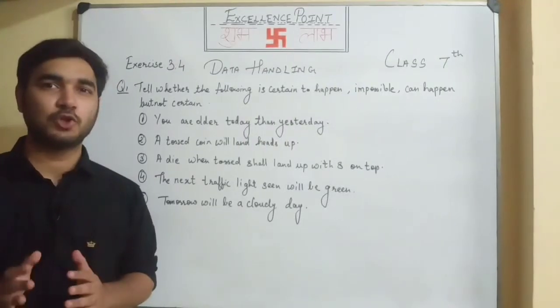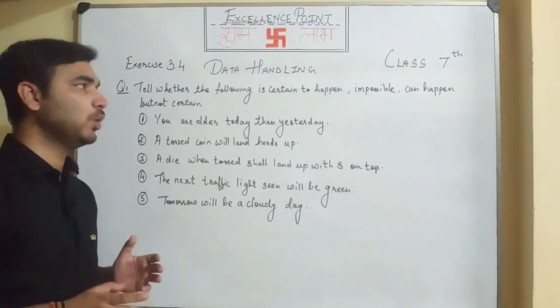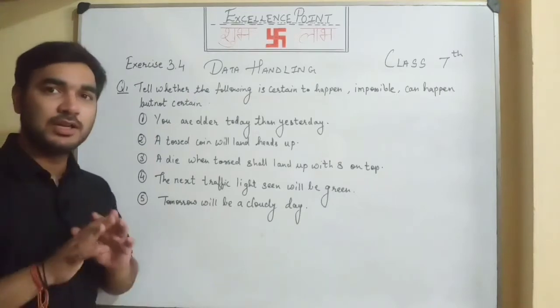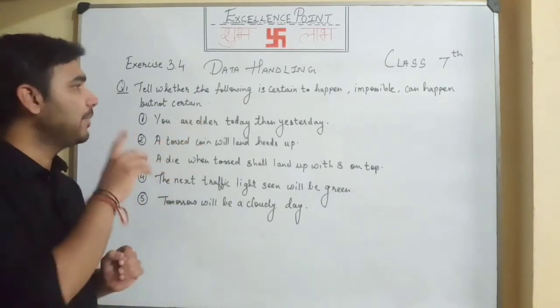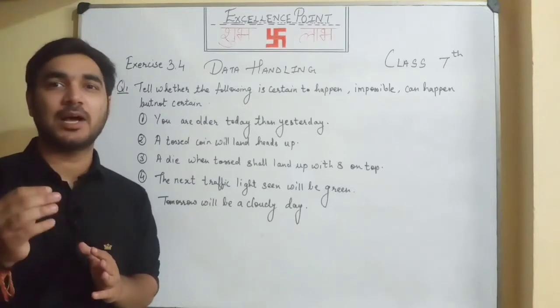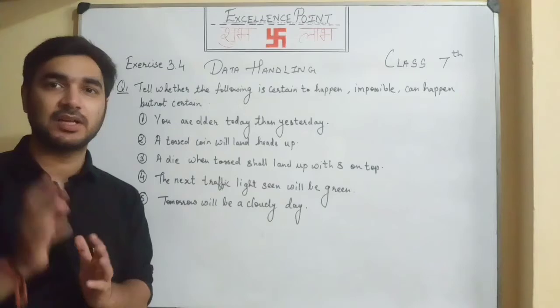So let's start with question number 1 over here. Now tell whether the following is certain to happen. Certain to happen means it happens for sure. Impossible means it cannot happen, and can happen but not certain means it may happen but not for sure. This means here we will know the possibilities.